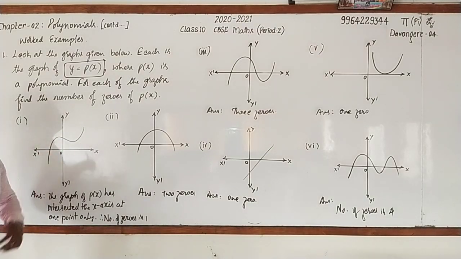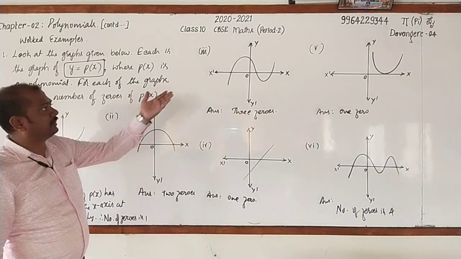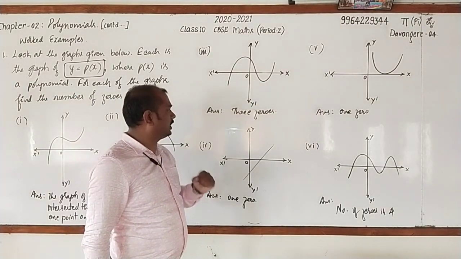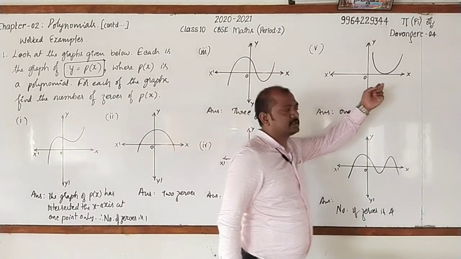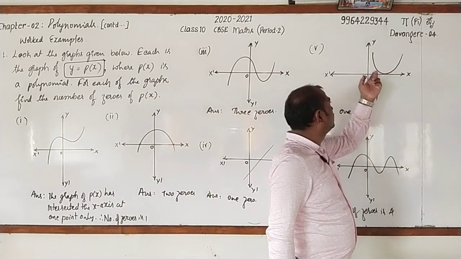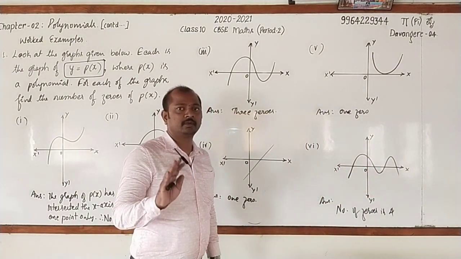Not given, but only for the sake of information. This one, you can come to know that it is cubic. This is quadratic because it is parabola. This is cubic, curved line. This is straight line. What do you say? Linear. This is parabola, nothing but quadratic polynomial. This is biquadratic polynomial. Clear?